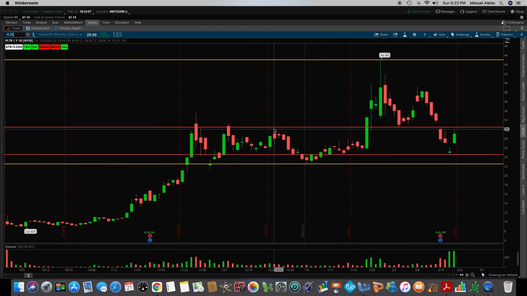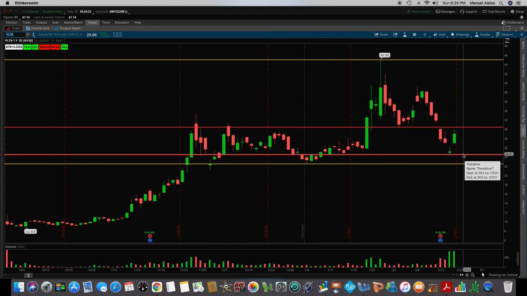Next is PLTR, Palantir. Palantir did completely puke. And what did it do? It found support right here. That's the support. We have a gap to fill to the upside, and I'm looking for a break of $30.44 before I can take Palantir long again. But I think it could get there.